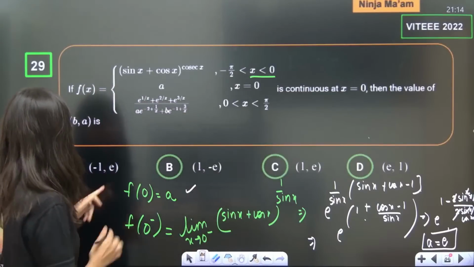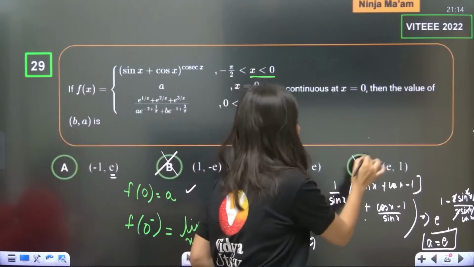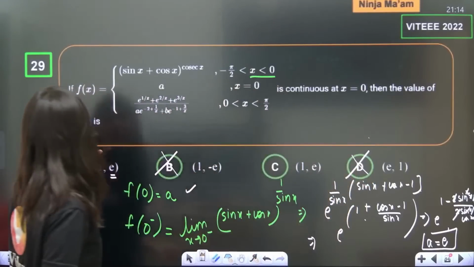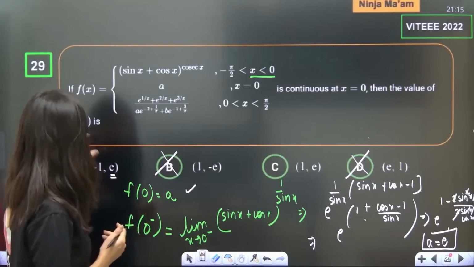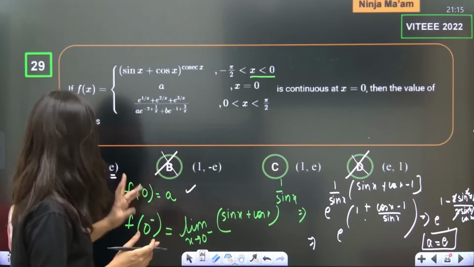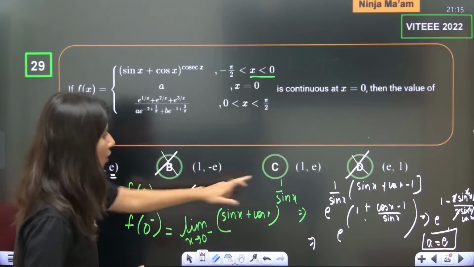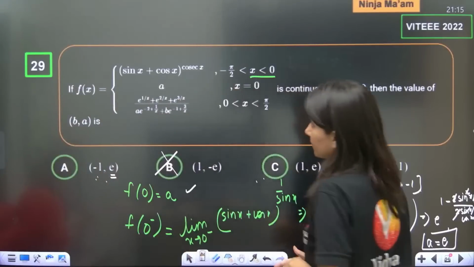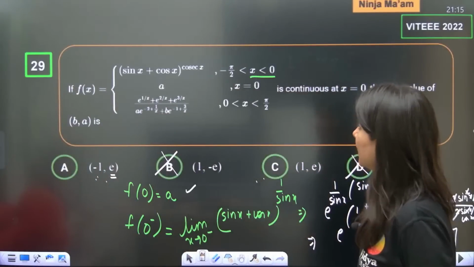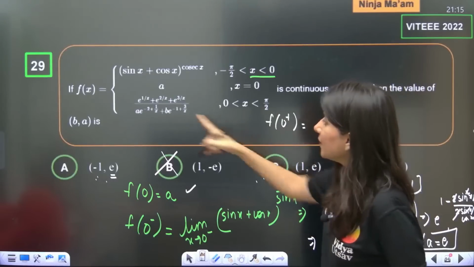So the correct answer will be either option A or C. Option B will be wrong, option D will also be wrong, because see, they are asking B comma A. So A is e, and the second thing will be e. This first thing cannot be e. Okay, so either this or this, A and C. Now this question, B comma A. So now f of 0 plus, you need to calculate the limit of this.